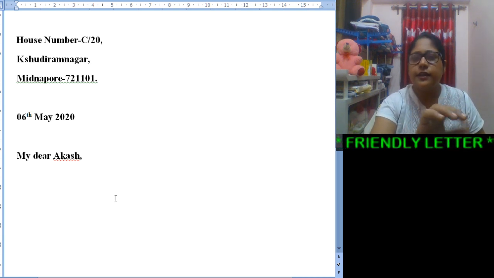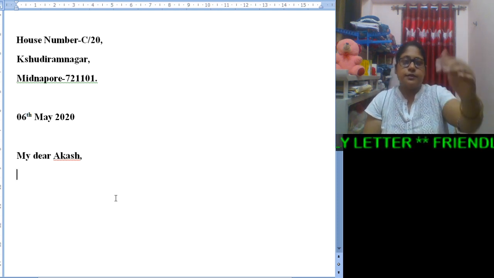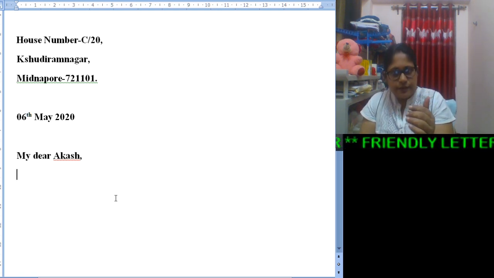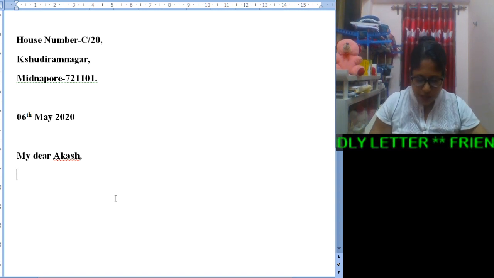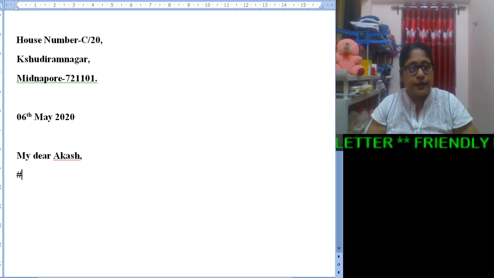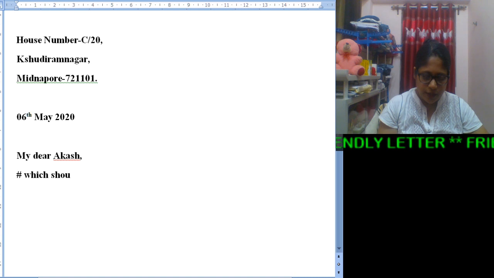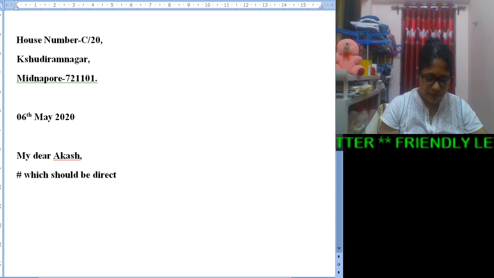So here you will provide slight hint. You can provide slight hint regarding the topic. When I will come to the worksheet part, I will discuss about this with some example. Now you need to focus on the format only. Okay, so first you need to put the introduction part, which should be directly linked with the topic.